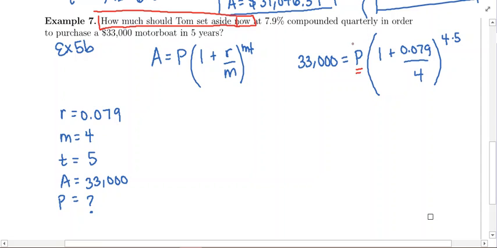Okay, P is being multiplied by all this stuff in parentheses. So what I'm actually going to do is go to the calculator and plug in the 1 plus 0.079 divided by 4 raised to the 4 times 5 power. I'm going to plug in this quantity right here that the P is being multiplied by. Okay, all right, so here we go.